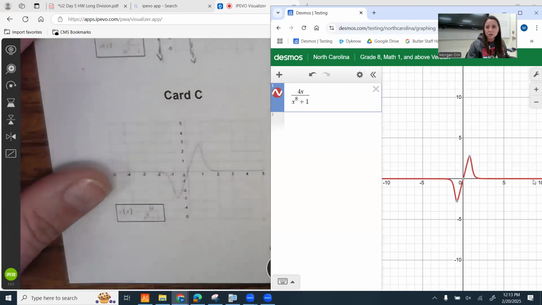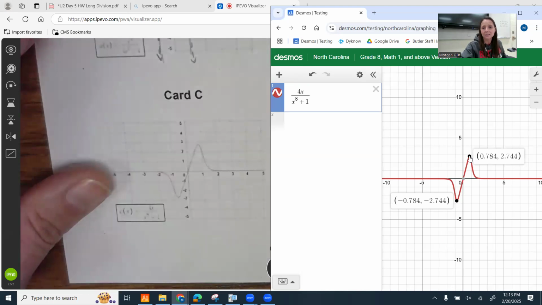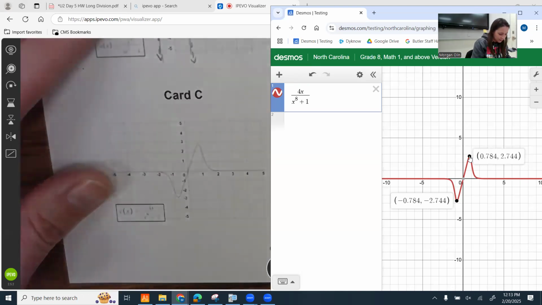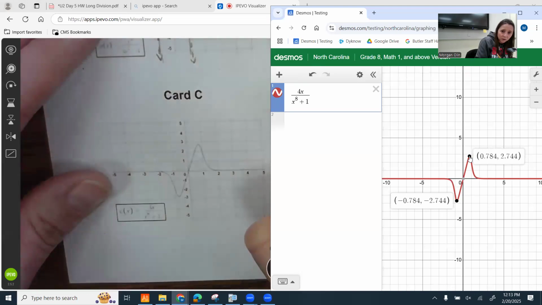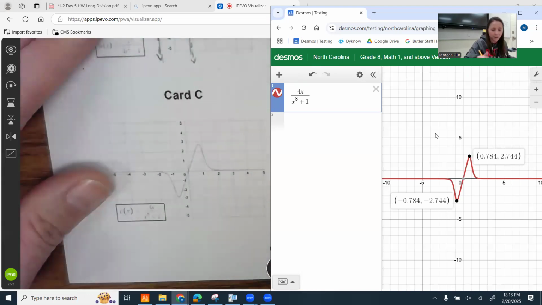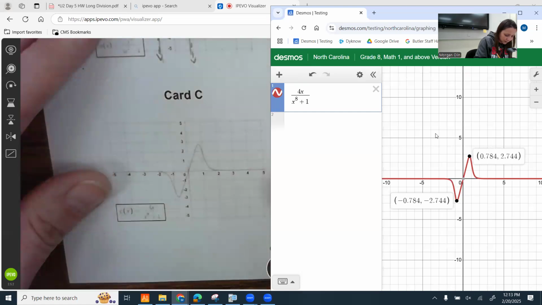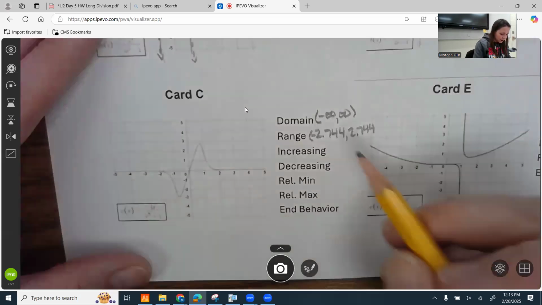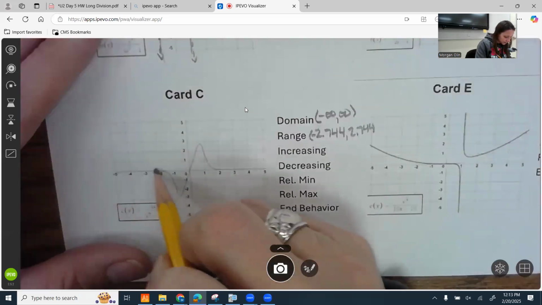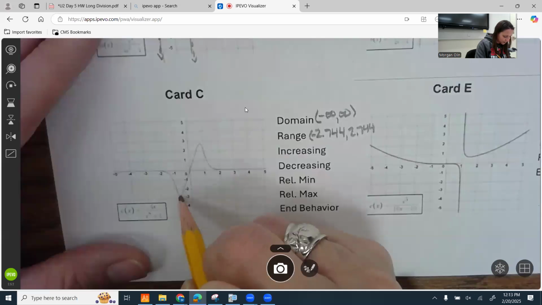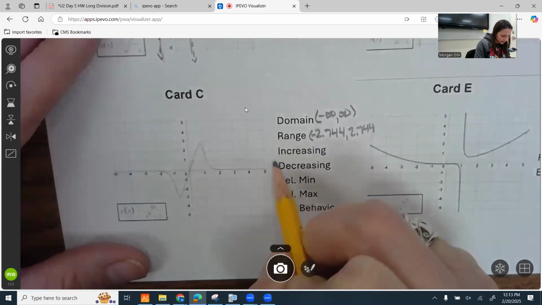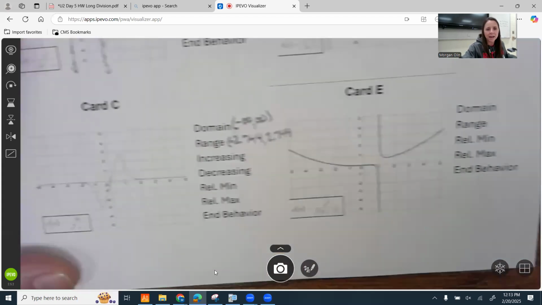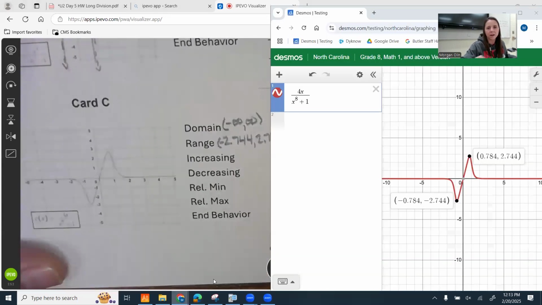Now, my range. Notice how my y values, that's the lowest and this is the highest. So it appears that my range is only going from -2, and I will move that in just a second, to 2.744. All right, like that. Now increasing and decreasing. So this decreases all the way to this point, and then it increases and then decreases again. I don't know what those x values were, but let's go find it.